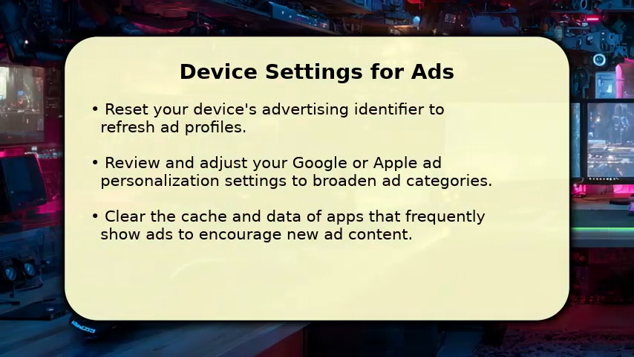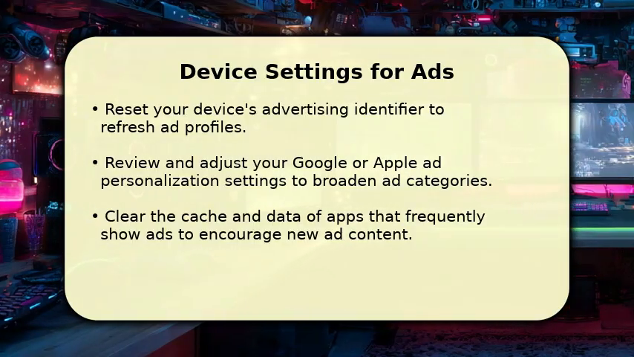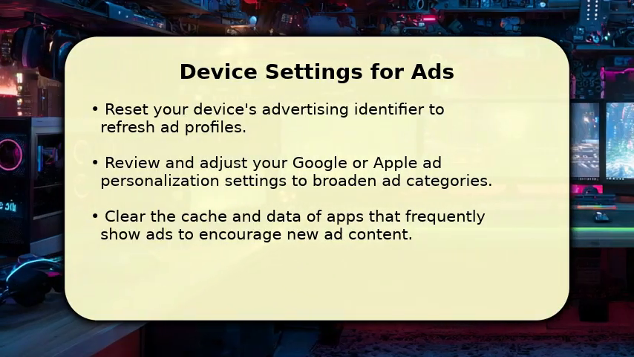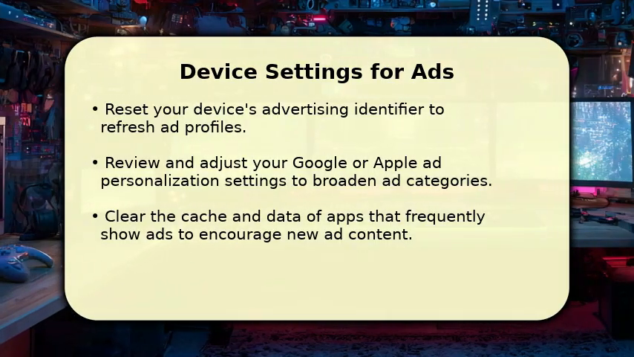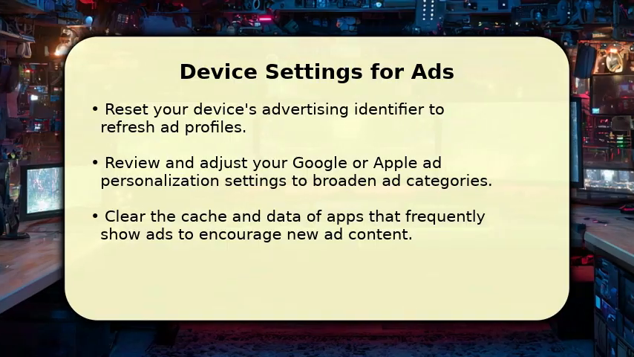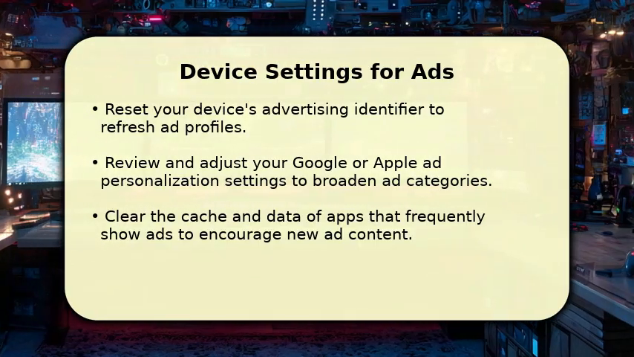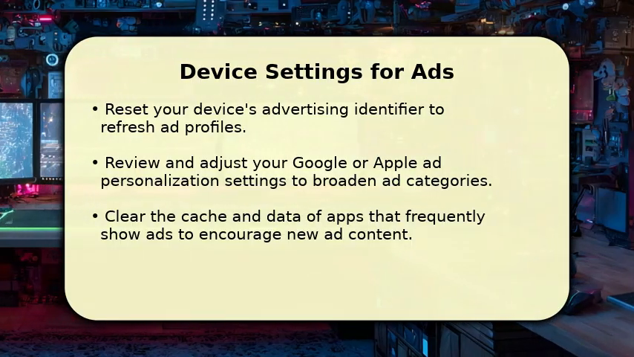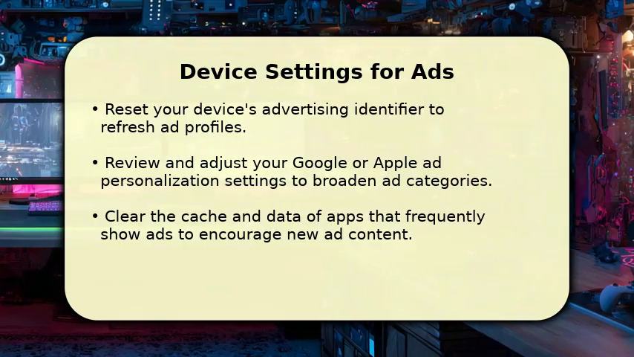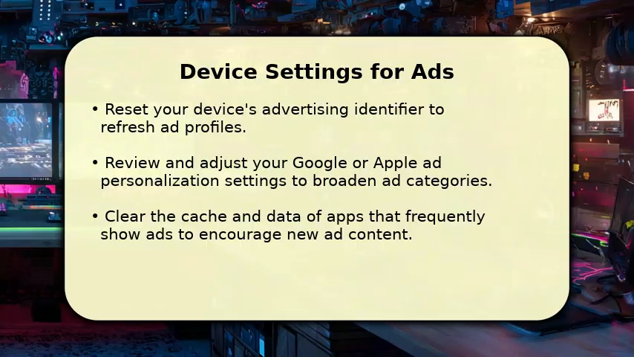Optimizing your device settings can significantly influence the ads you receive. Consider resetting your device's advertising identifier. This essentially gives you a fresh ad profile. Also, take a moment to review and adjust your ad personalization settings within your Google or Apple account. Broadening your interests can lead to a wider variety of ads. Finally, clearing the cache of apps that often display ads can help refresh the ad content.